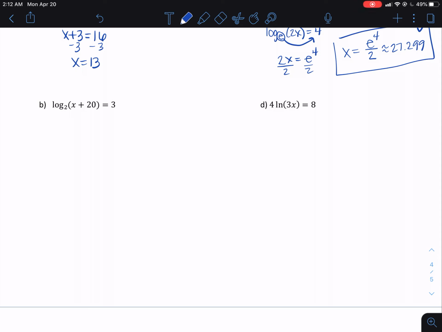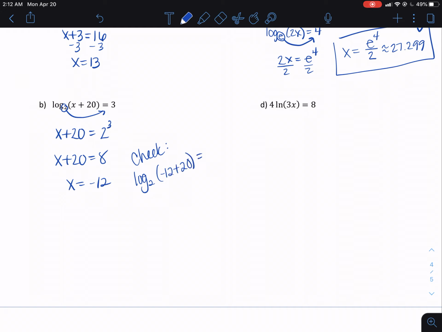So looking at B, log base 2 of x plus 20 equals 3. Loop and swoop. So x plus 20 equals 2 cubed. X plus 20 equals 8. X equals negative 12. So we have a negative number, so it's definitely a time where we want to make sure we check. We have log base 2 of negative 12 plus 20 equals 3. Negative 12 plus 20 is 8, and so we're good to go. So x equals negative 12.